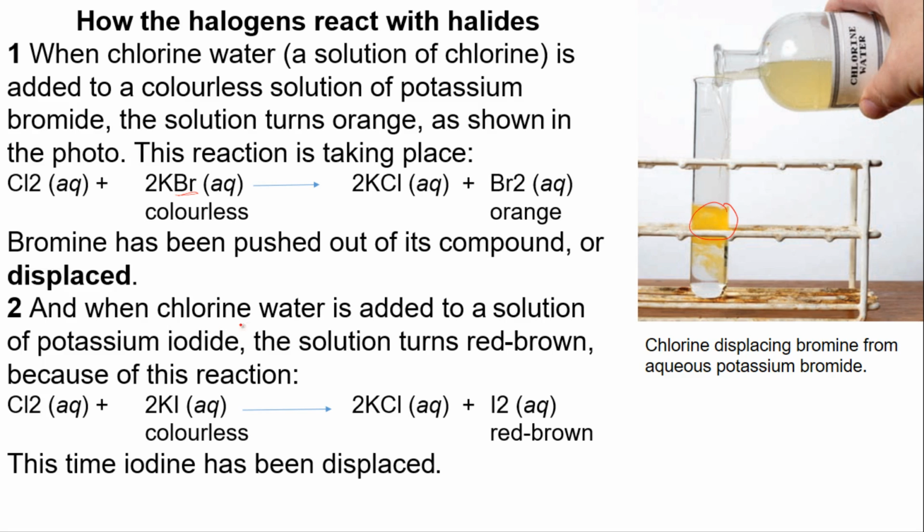And then when chlorine water is added to a solution of potassium iodide, what happens? The solution turns reddish brown. The same thing, because chlorine will displace iodine to form a reddish brown solution. Therefore, this time iodine has been displaced. Therefore, the higher one can displace the lower one from their salts.